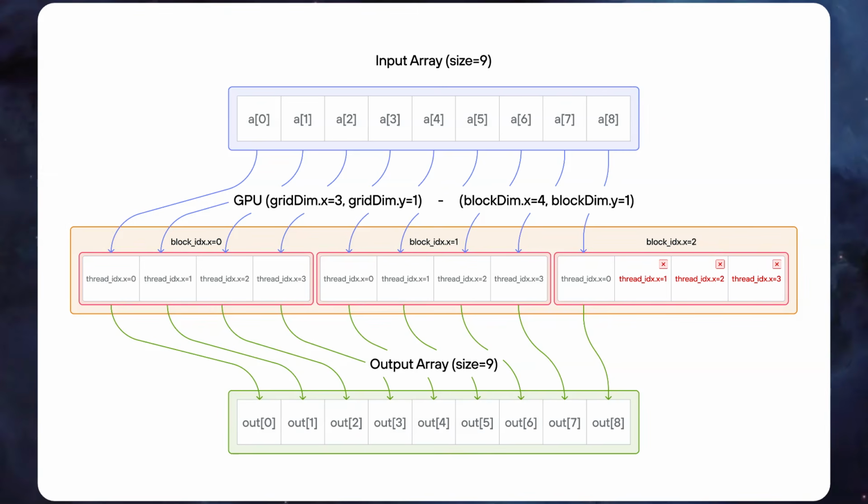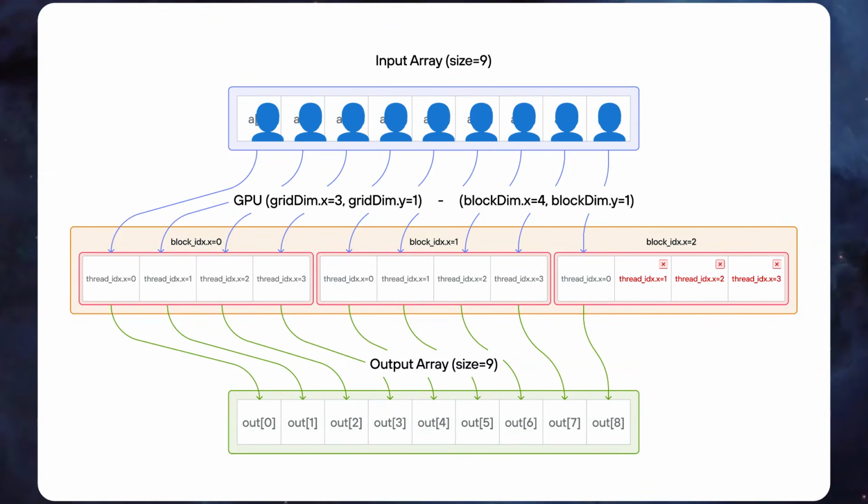I think of this like splitting up a pizza. I've got 9 hungry friends, but each pizza only has 4 slices. Then I'll need 3 pizzas to make sure that everybody gets a slice.